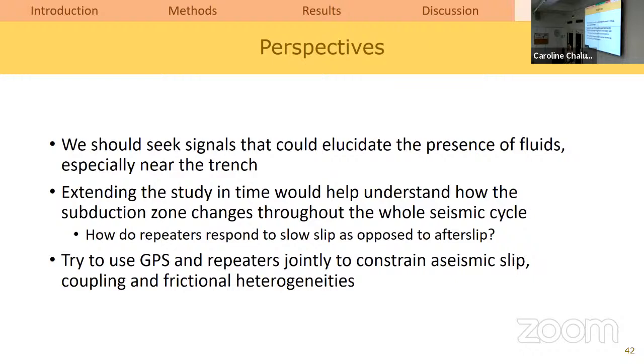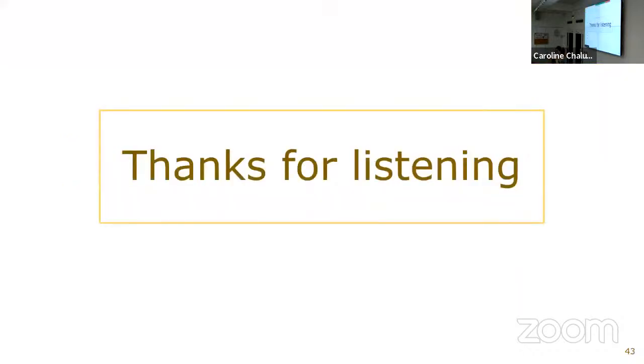Additionally, we could expand the study that I did in time, since for now I've only looked at a small window, mostly in the post-seismic period, but we could try looking at the whole seismic cycle, and particularly looking through slow slip events to see if repeaters respond the same to slow slip as they do to the afterslip. The final point is that we could try to use GPS and repeaters jointly in order to maybe constrain the seismic slip and the coupling and the frictional heterogeneities of the region. And that's it. Thank you very much for listening.